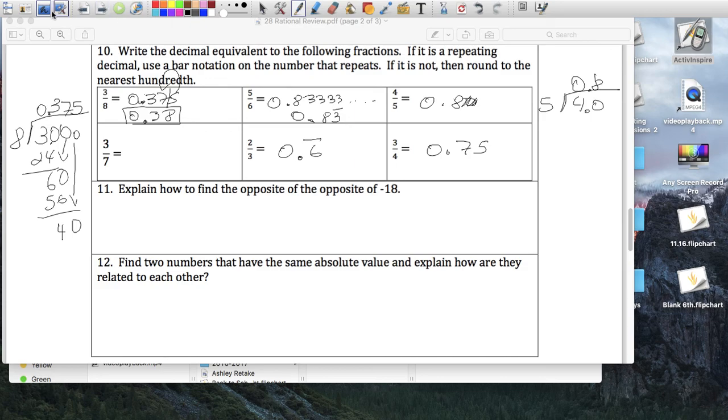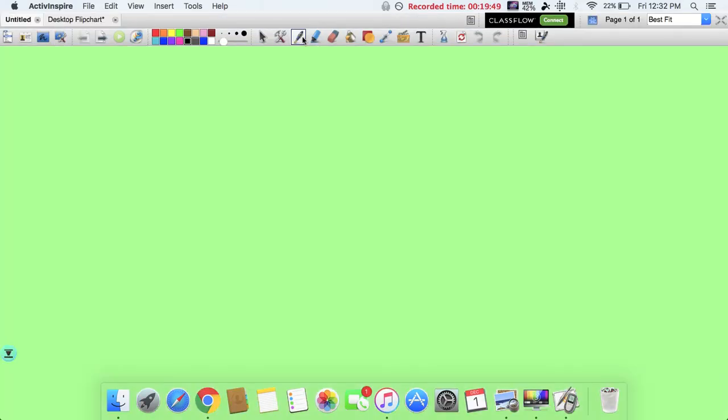3/7, I'm going to go back to this page to do 3/7. So the instructions said if it's repeating, show what parts repeat with the bar notation on top, right? And if it doesn't repeat, round it to the nearest hundredth. So here's 3/7. I'm going to change that to a decimal. In order to change that, we're going to divide. Notice I made that a little longer than usual. I'll show you why. 7 does not go into 3, so we add a decimal and a 0.